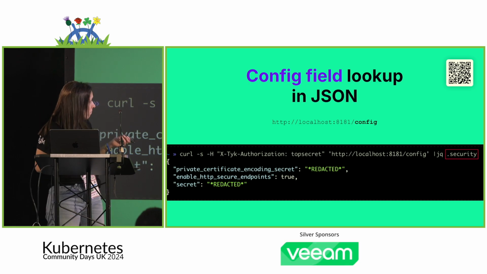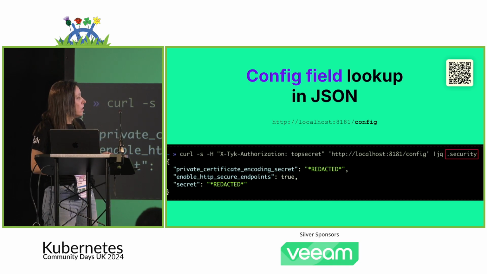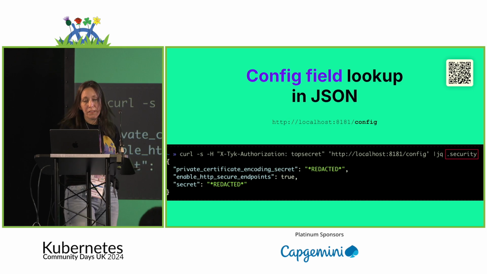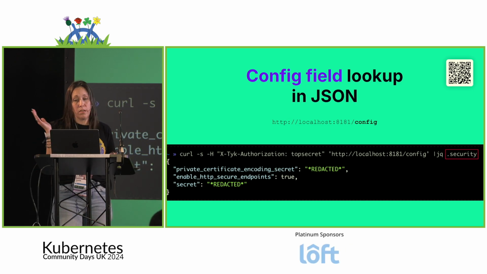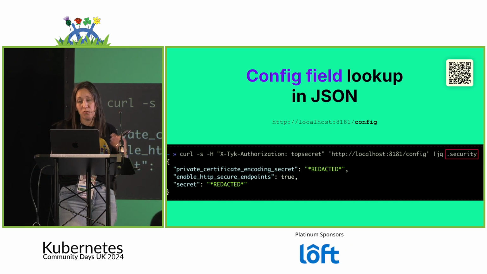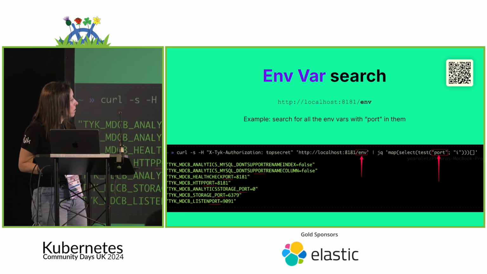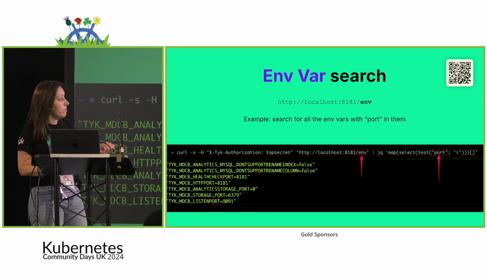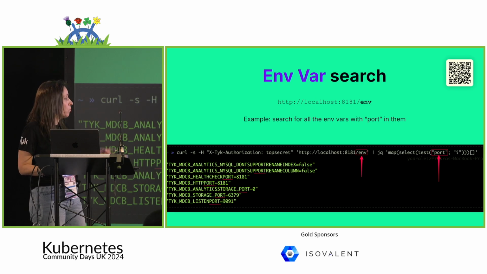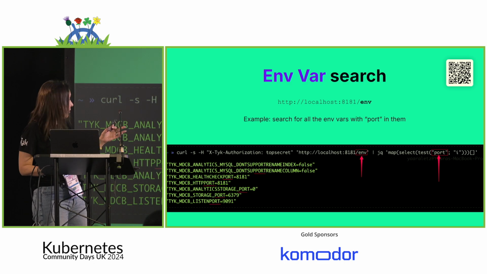Here is an example of how we use it. You call /config, it returns the whole setting in JSON format, and using jq, you grab the section that you want. In this example, we're using /env and filtering. We get all the environment variables, and we just filter out all the ones that have port in their name.